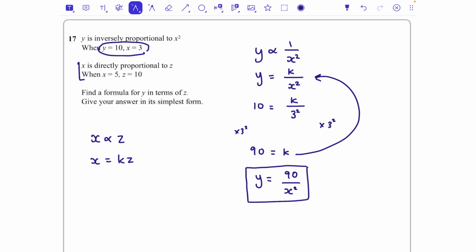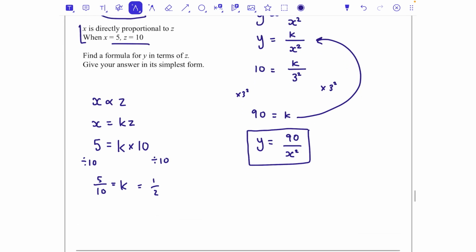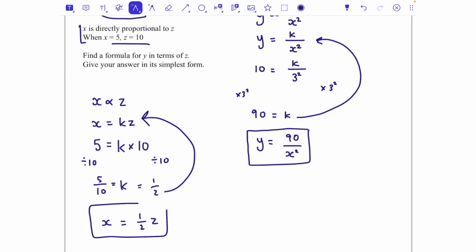So there we go. I'm going to put 5 equals k times 10. I'm using the values they've given me. And dividing by 10, be careful not to fall into the trap of putting 2 there. I'm dividing by 10, so 5 over 10 is k, which means it is a half. So I can then go back to the second thing I wrote, that equation, and now say that x equals a half z. Okay, there's that formula as well.